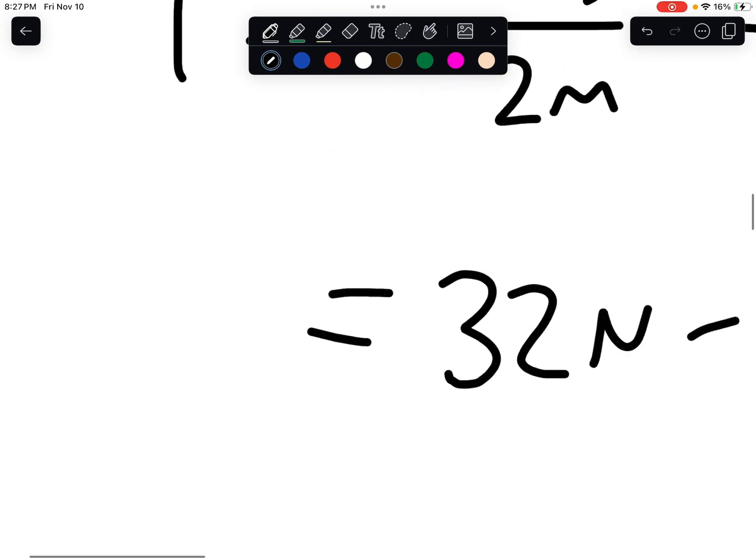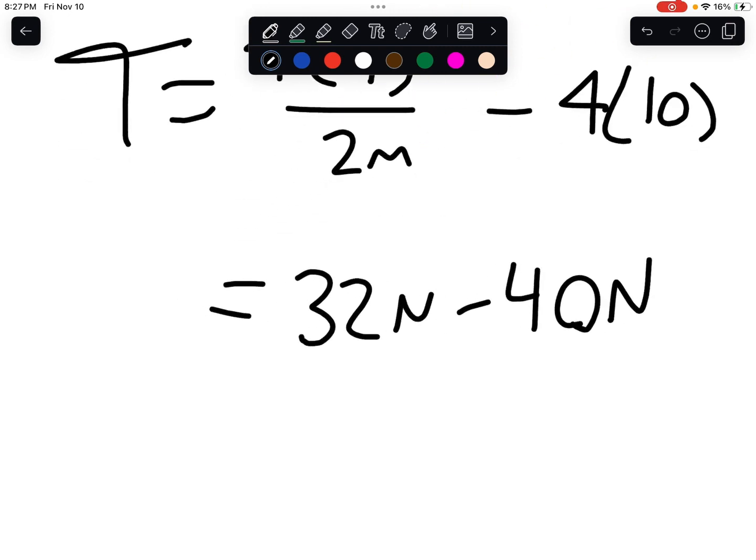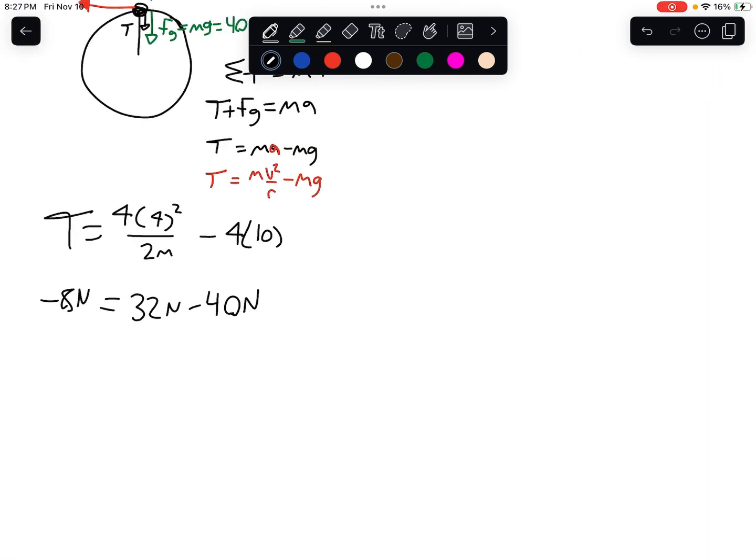Well, we still have a problem here, which is that tension is negative. So he's never going to give you a problem like this, and I've failed you as a teacher, because tension now seems to equal negative 8 newtons, right?